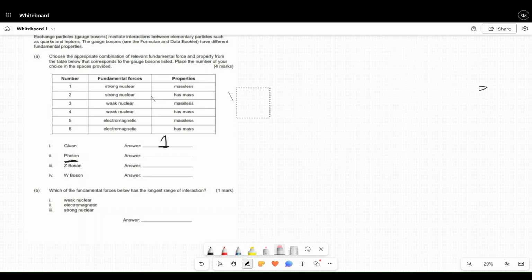So straight away, we can answer this part of the question. Photons are massless, and they mediate the electromagnetic force, so the answer to this is 5. Okay, so W and Z bosons. W and Z bosons mediate the weak nuclear force. The weak nuclear force plays a role, very simply put, in certain types of radioactive decay, specifically beta decay. So that's the role of the W and Z bosons.